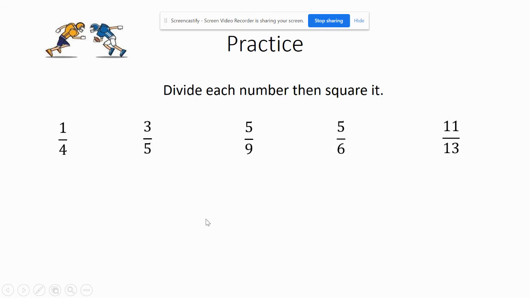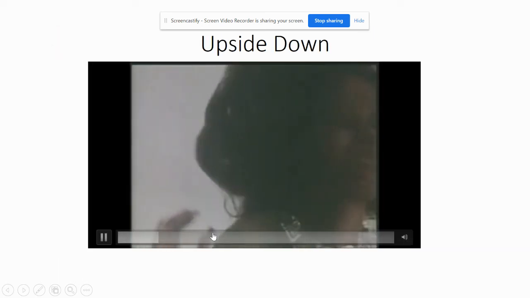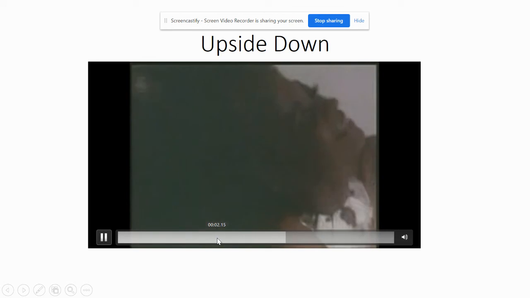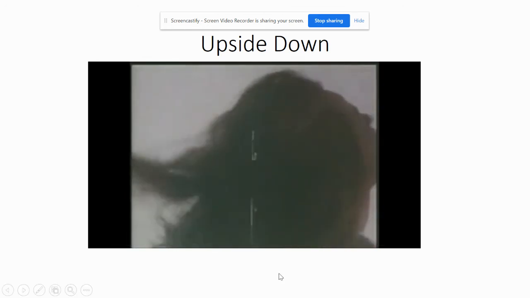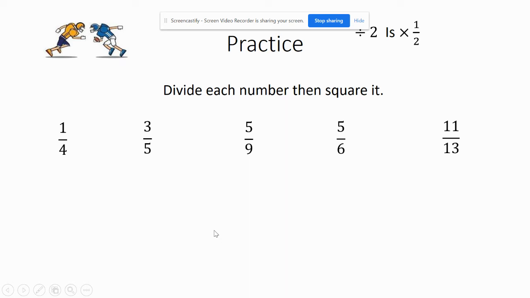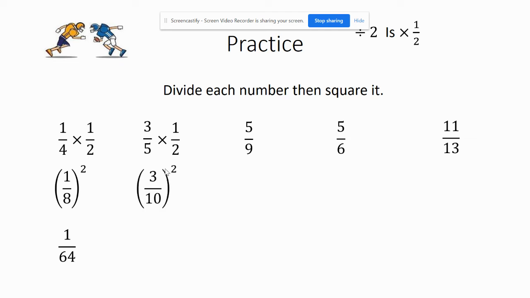Now, let's do what happens when I have a fraction. When you divide by 2, it's the same as multiplying by the reciprocal. Dividing by 2 is the same as multiplying by 1/2 because you're taking half of it. So with the fraction, let's just multiply it by 1/2. Well, 1 times 1 will be over 8, which I will then square. So I get 1/64. Hey, wait a minute. So I'll take 3/5 times 1/2. It's the same as dividing by 2, which will be 3/10, which I square, which would be 9/100.